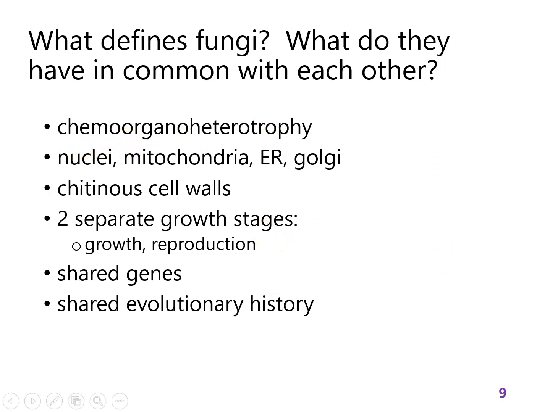All of them are chemoorganoheterotrophs. They have the same cellular structures we have, but they have chitinous cell walls. So cell walls made of the polymer chitin. They tend to be single-celled, and they grow in a more complicated way than what we see with bacteria. Often they have multiple growth stages, and they will look different during those stages. Some of them can reproduce sexually, where they have to find the opposite sex in order to reproduce.